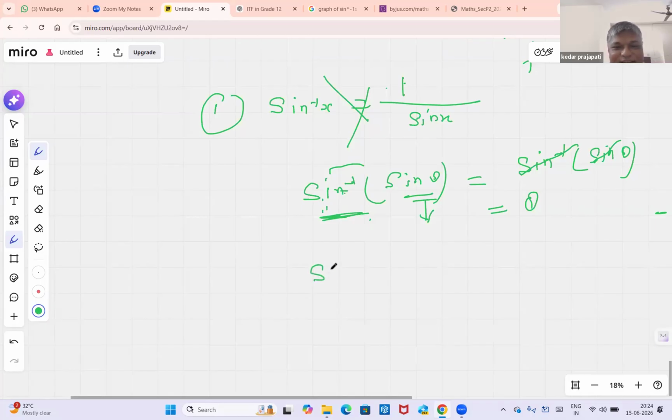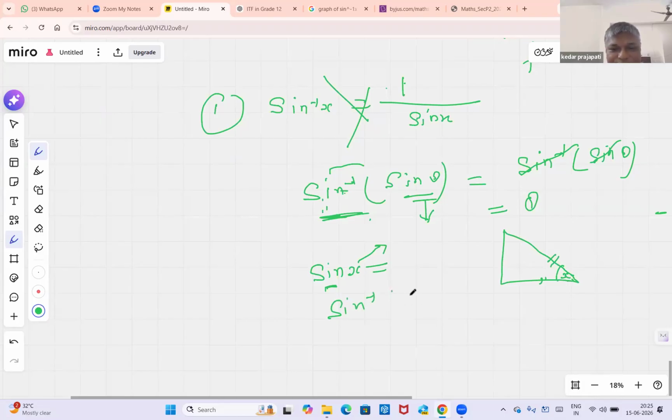See, sine x we said. Sine x is the angle between these two sides, this and this, where x is the angle. This x will have some value. But sine inverse x is not like that.